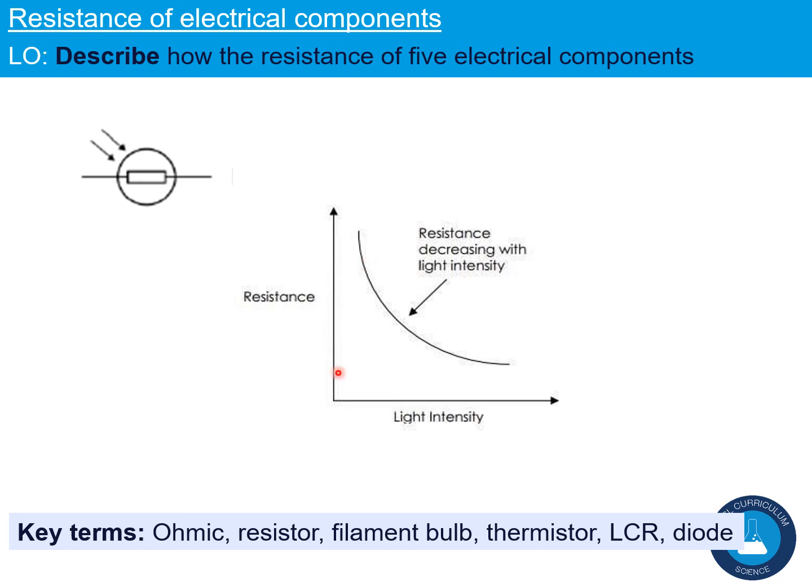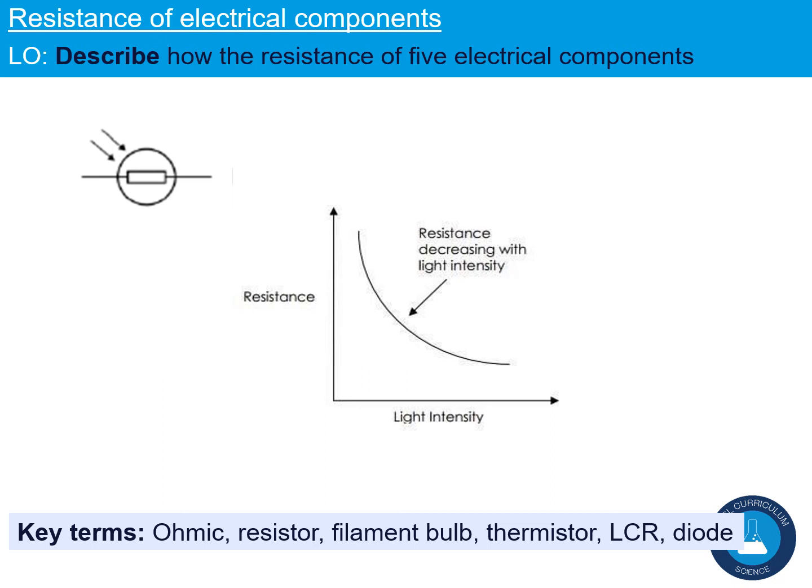So we can see here, as the light intensity increases, the resistance decreases. That means if it's really, really bright, the resistance is really low. And if it's dark, the resistance is high.